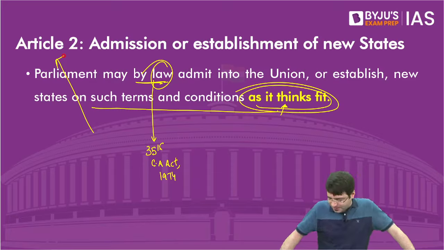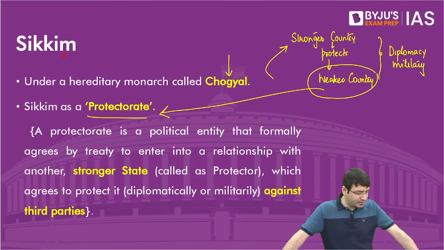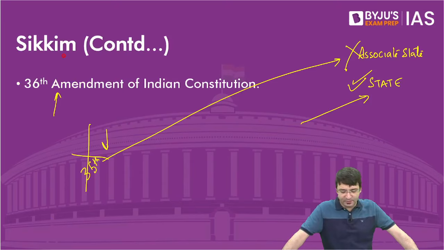Any questions, my dear? In which year Sikkim merged with India? 1975. It was the complete merger. Okay.